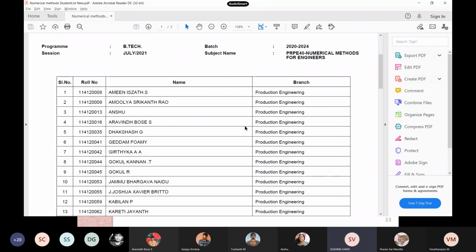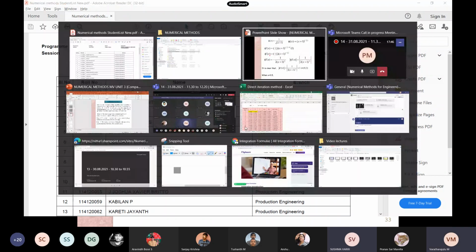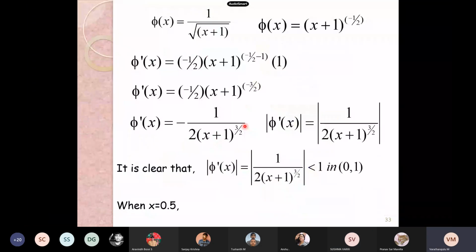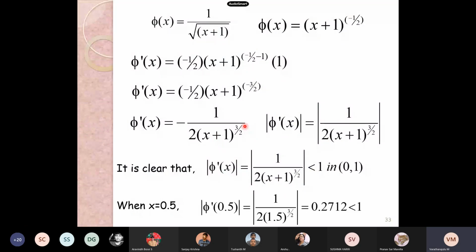Yes. Amolya, take your calculator, Amolya. Yes, sir. Are you ready? You now fix your number of digits with 4.